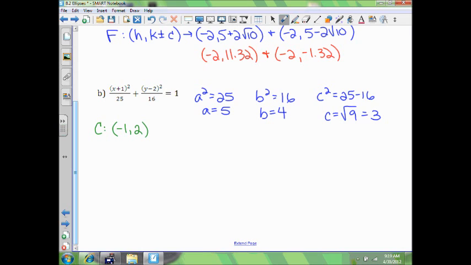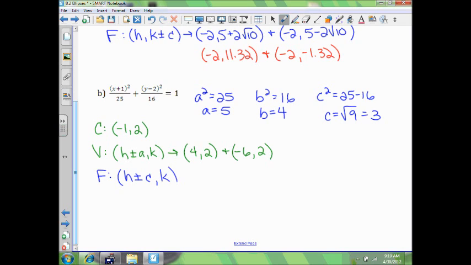Now because the a value is under x squared, your vertices will be (h plus or minus a, k), which means we'll have negative 1 plus 5, which is 4, and negative 1 minus 5, which is negative 6. Again, your foci will be (h plus or minus c, k). So it'll be negative 1 plus 3, which is 2, and negative 1 minus 3, which is negative 4, with k equal to 2.